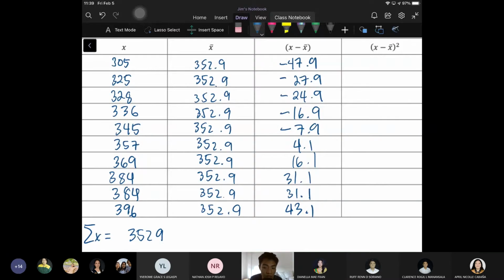Kasi negative number, pag in-square mo yon, that means multiplying the negative number by a negative number. So, magiging positive yon. Okay? So, basically, the last column will be positive in value. Ha? So, let me solve it. Solve din kayo. Okay? So, wait lang.